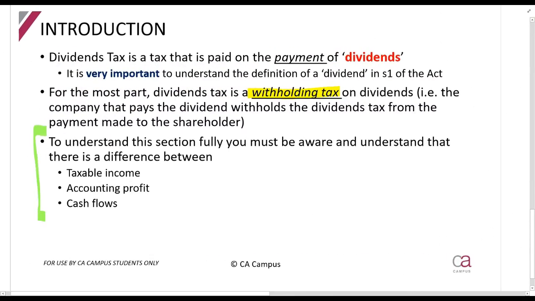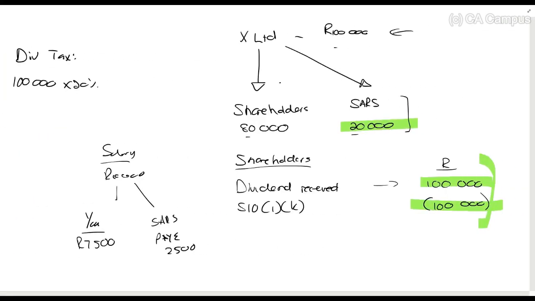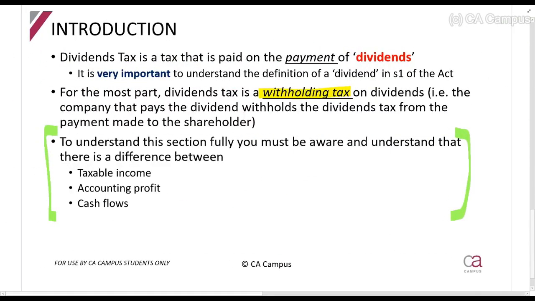Now, one thing I also just want you to be aware of as we go along, especially if you have not really paid attention to these type of things in the past, you need to understand that there's a difference between taxable income, accounting profit, and cash flows. What's the cash flow here in this situation where they pay it? The cash flow is 80,000 rands. The accounting profit might be 80,000. The taxable income, no. Just to give you an idea, you have to be aware of it. And this is especially important when we look at things like liquidations. Okay, so that's it. And that's what we're going to be looking at.